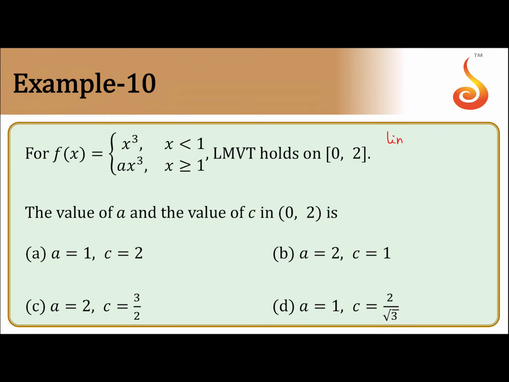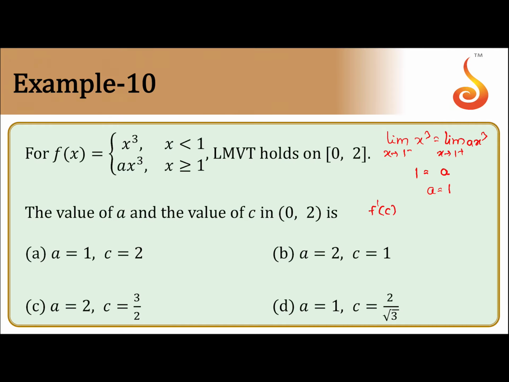Left hand limit and right hand limit are same. Limit as x tends to 1 minus of x cube must be equal to limit as x tends to 1 plus of ax cube. So it clearly indicates that 1 is equal to a, so therefore a equals 1. Clearly it indicates. Now you require the c value.